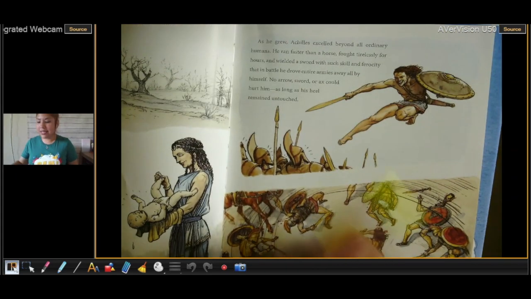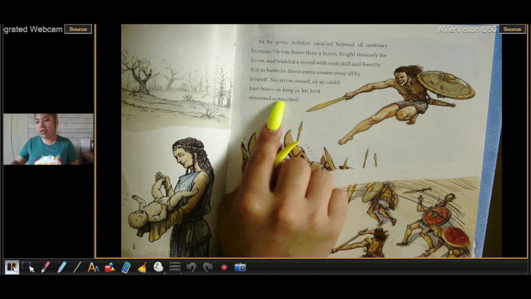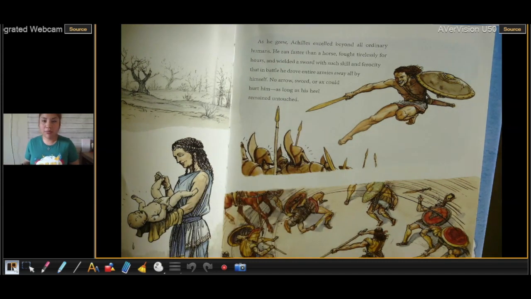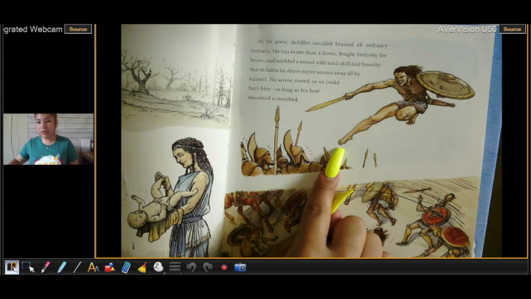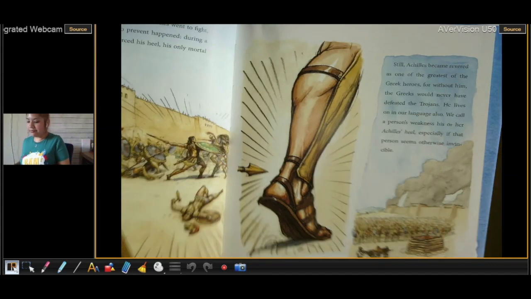Now look at here. It says, as long as his heel remained untouched. Do they mean literally his heel remained untouched, or they mean figuratively? They mean literally, right? Look how he's pointing his toes. Literally, if his heel was untouched, he was undefeated. That's what makes him so extraordinary.